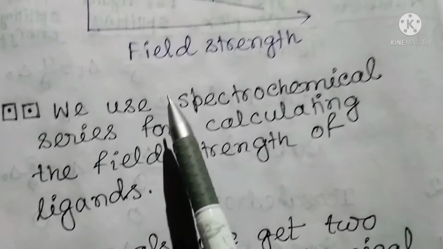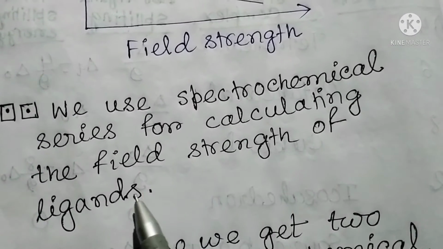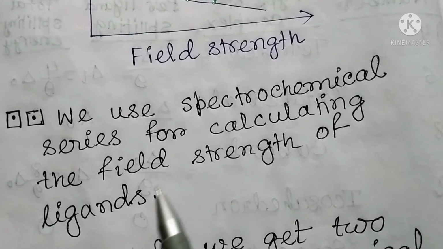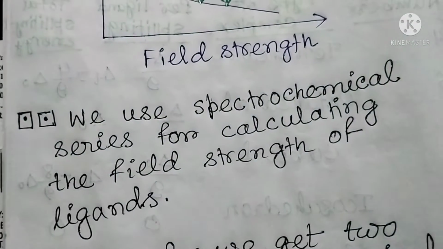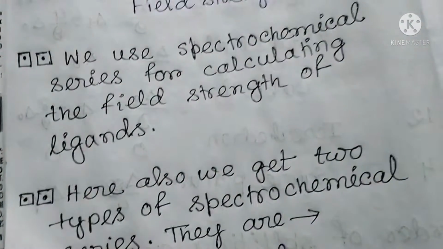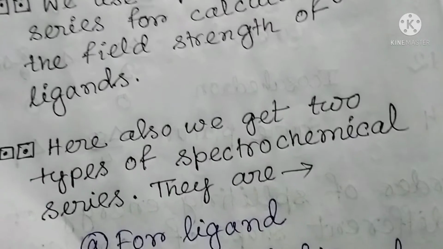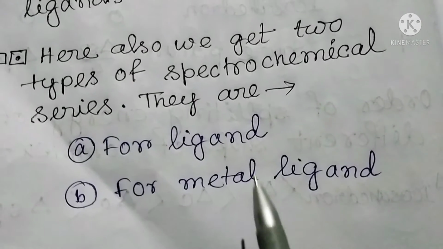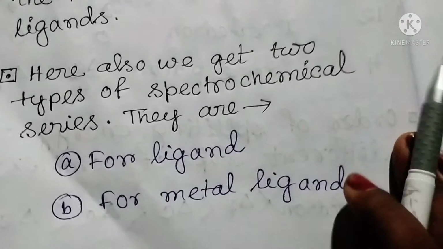Next, we use the spectrochemical series for calculating the field strength of ligands. How do we calculate the field strength of ligands? We use the spectrochemical series. Here also we get two types of spectrochemical series. They are for ligand and for metal ion. So let's see.